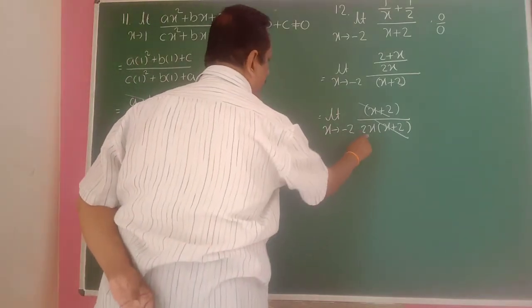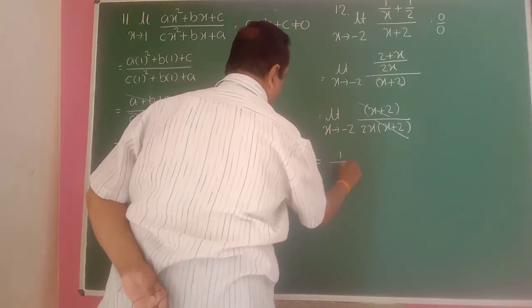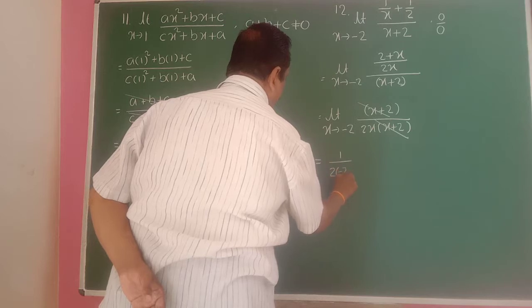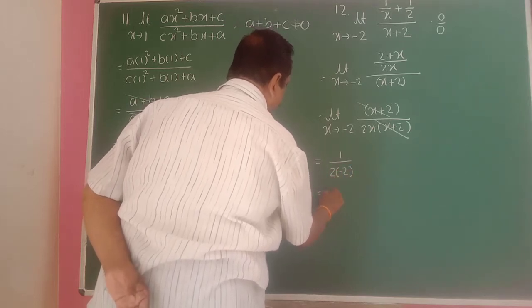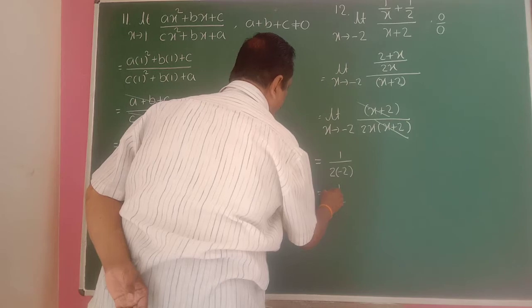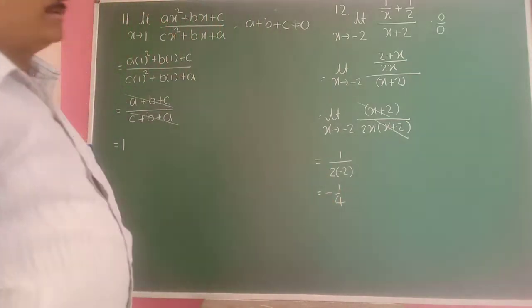Then directly put x value minus 2 here. So 1 upon 2 into minus 2. 2 twos are 4. Minus of 1 upon 4 here. Minus 1 by 4 is the answer here.